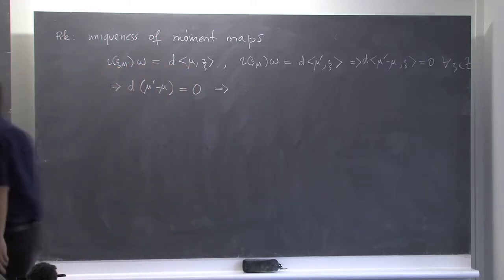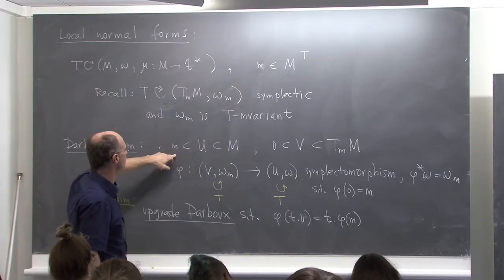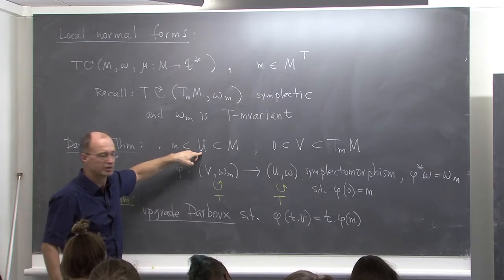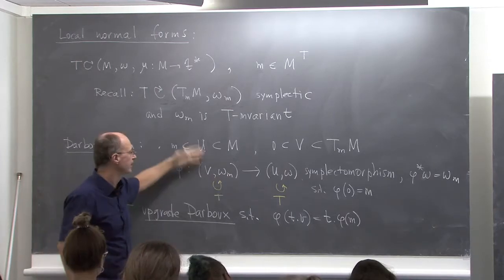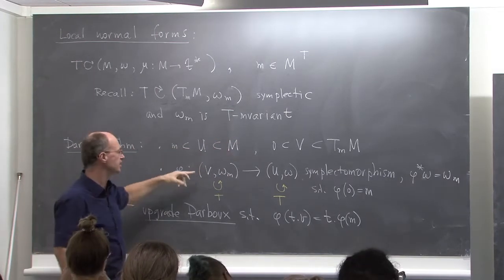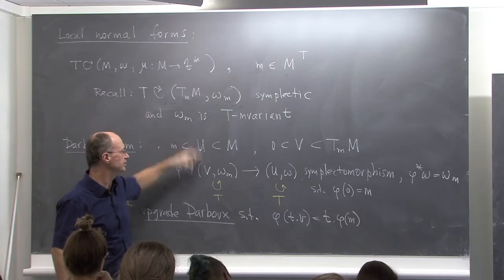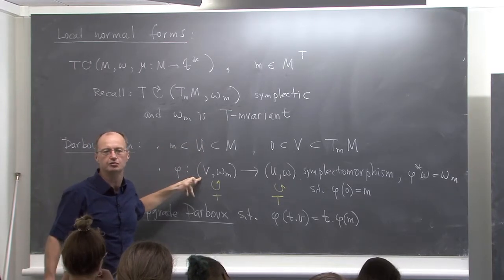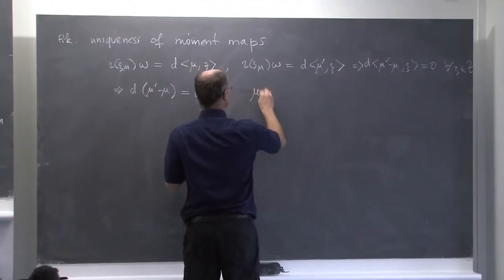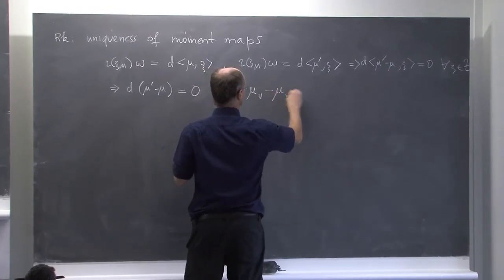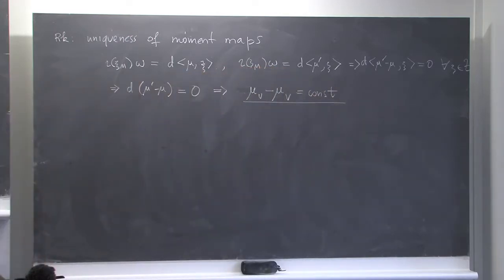So in our situation, what do we have? We have a structure of a Hamiltonian T-space on U, and we have a structure of a Hamiltonian T-space on V. This consideration shows us that if we succeed in computing the moment map on V, then it can only differ by a constant from the moment map of U. So for our practical purposes, mu U minus mu V is equal to a constant.